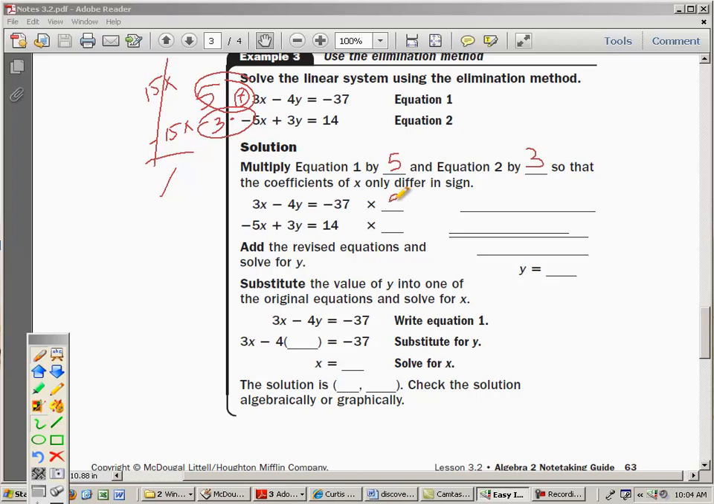So if I multiply the first one by 5 and the second one by 3, this becomes 15x minus 20y is equal to negative 185.